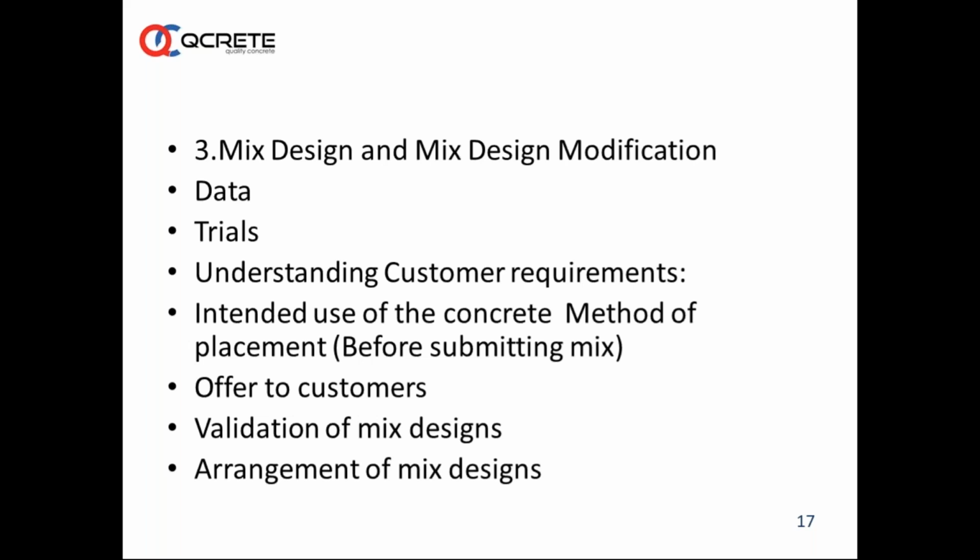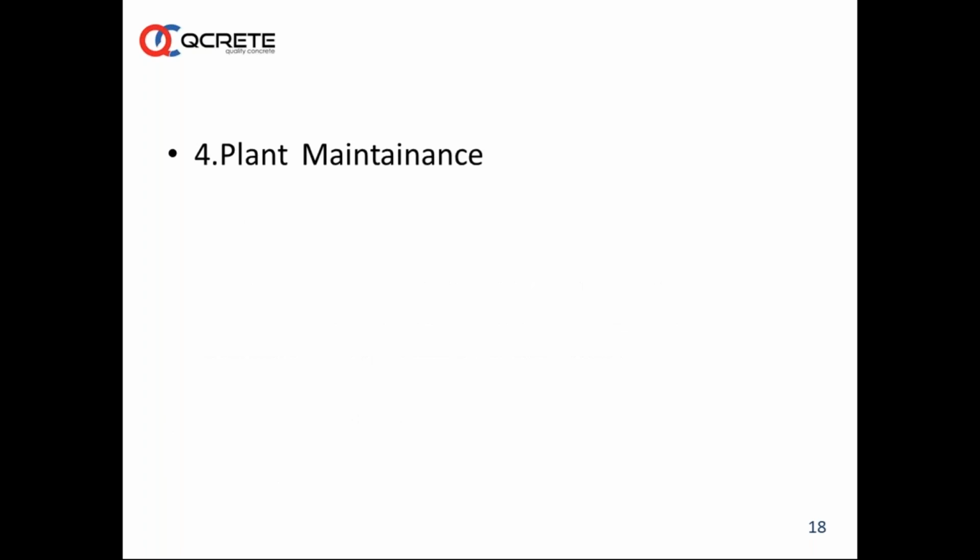After that, we offer the mix to customers, and there is validation of mixes. Trials can be done. We have to validate the mix, and we have to organize the mixes. There are several kinds of mixes, for example OPC-GGBS mixes, OPC-fly ash mixes, OPC mixes alone, and some specified mixes. All these have to be organized, and this is a very important part of the quality control system.